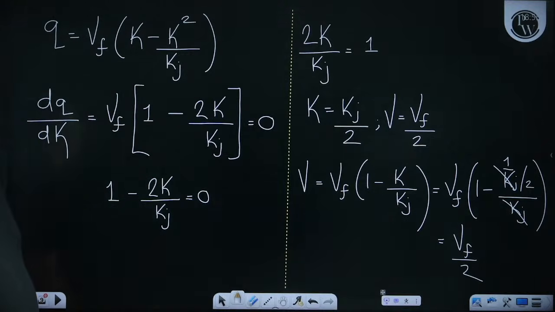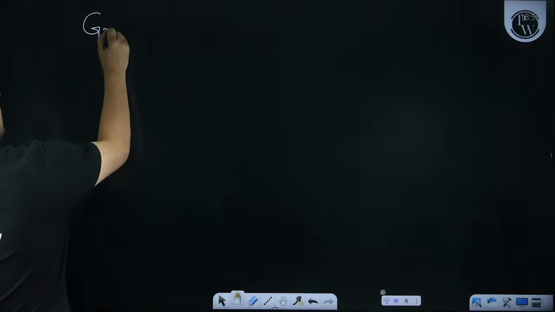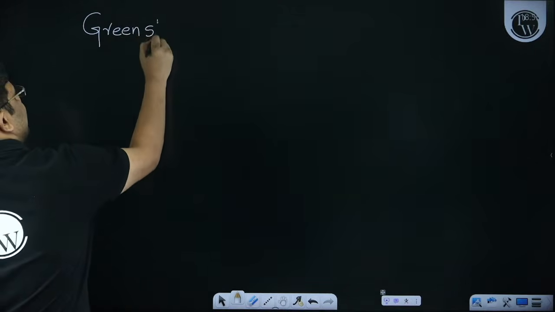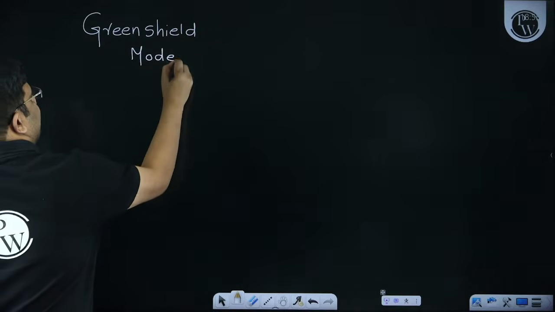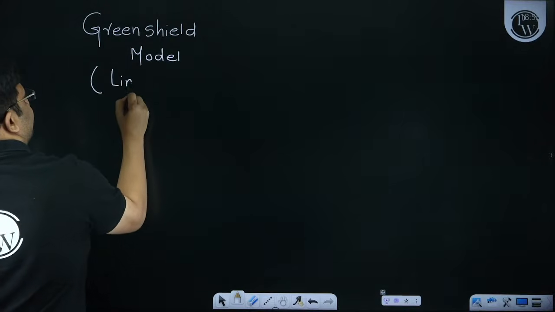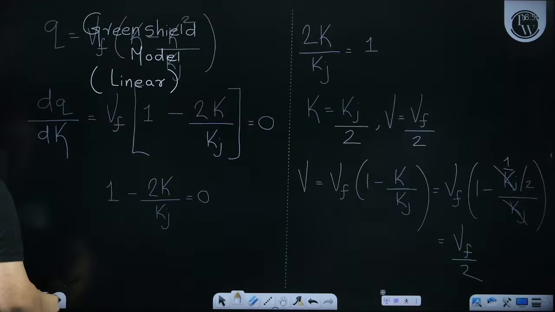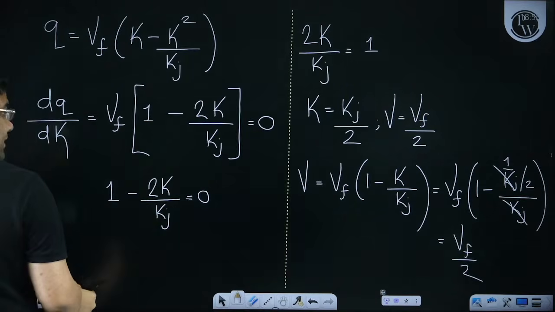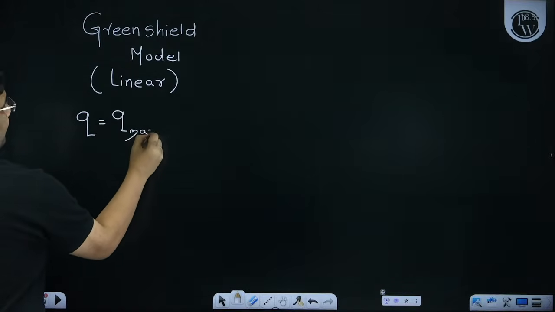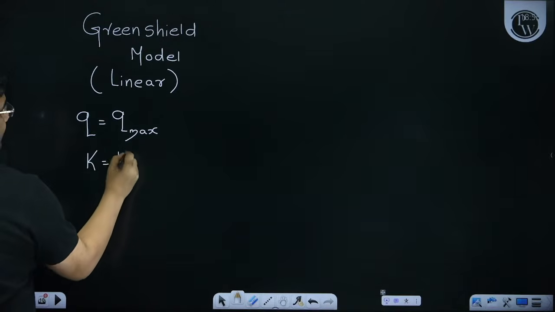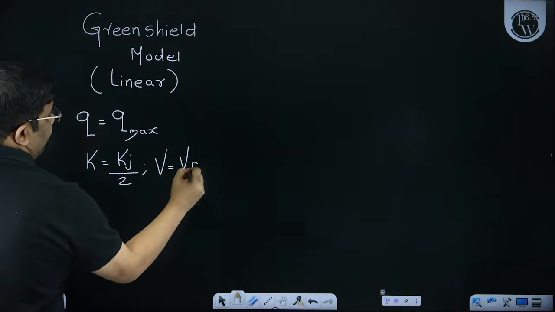So for the Greenshields model, which is basically the linear model, for the maximum flow condition your K is equal to Kj by 2. So I can say for the maximum condition, K is equal to half of the jam density and V is equal to half of the free mean speed.